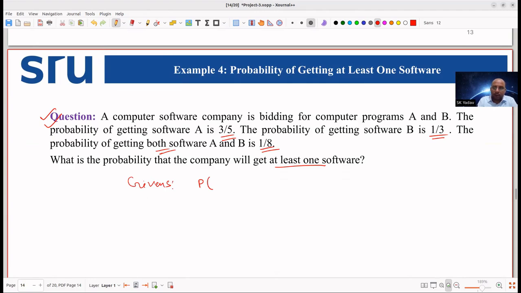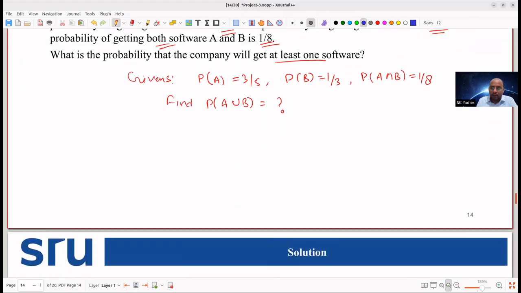probability of getting software A, so P of A is 3 by 5. Then P of B is 1 by 3, and P of A intersection B is equal to 1 by 8. You have to find P of A union B. So this can be obtained directly by using the addition rule. So this I leave for you as an exercise. You can find it out.